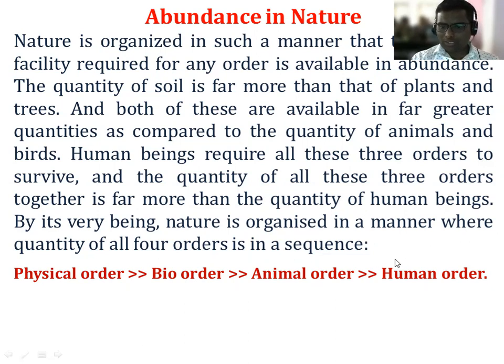So you need to understand the sequence of these 4 orders so that you will understand how much physical facility is already available. That is why we call nature a self-regulated and self-organized system. That system is already set. We only need to take note of it. That is the point. So please try to understand this order.